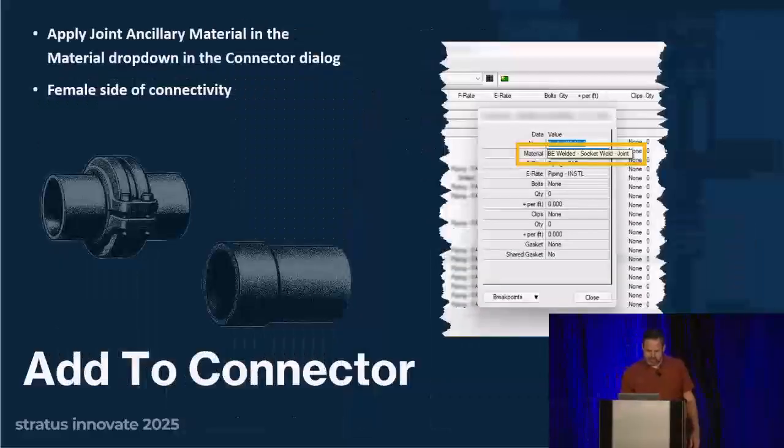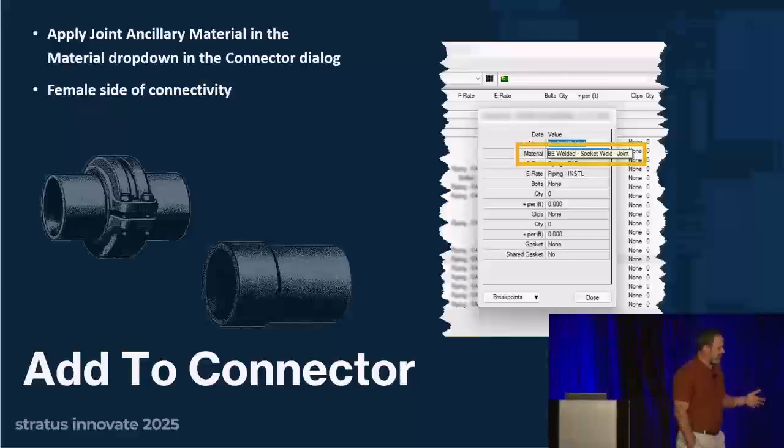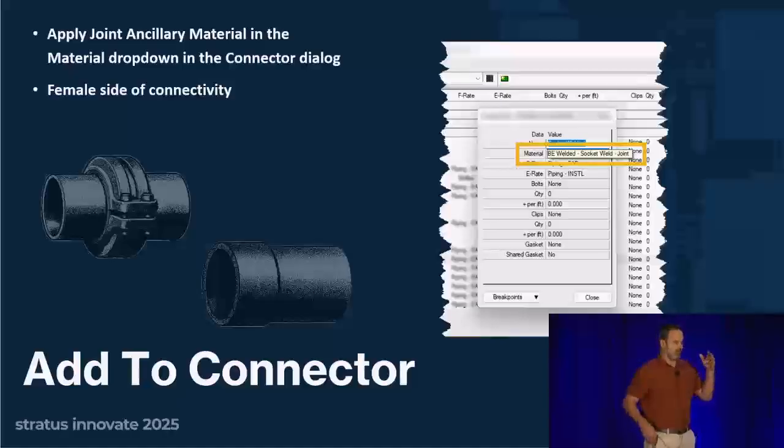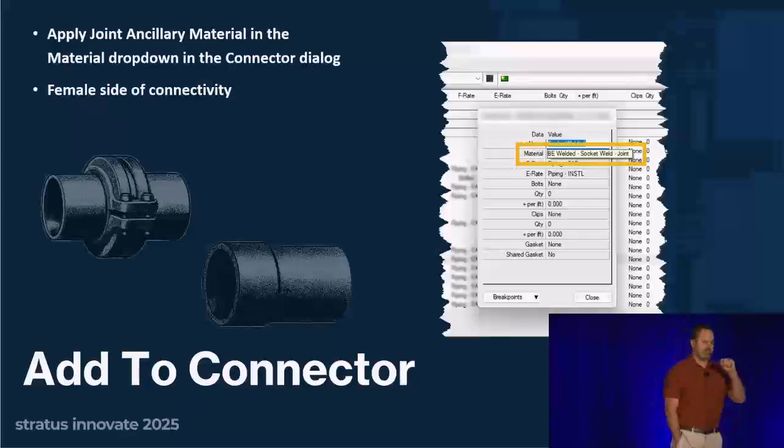So setting up your ancillaries as joints. Once you've set up the ancillary, we want to apply the ancillary to the connector, okay? When you apply it to the connector, as you put pipe together, that's just metadata that's inherently happening behind the scenes that no one has to actively work on. So we apply the joint ancillary material to the material drop down in the connector. There's a screenshot of the connector dialog, and you can see I've got material highlighted there. So we're just associating the ancillary material to the connector, okay?